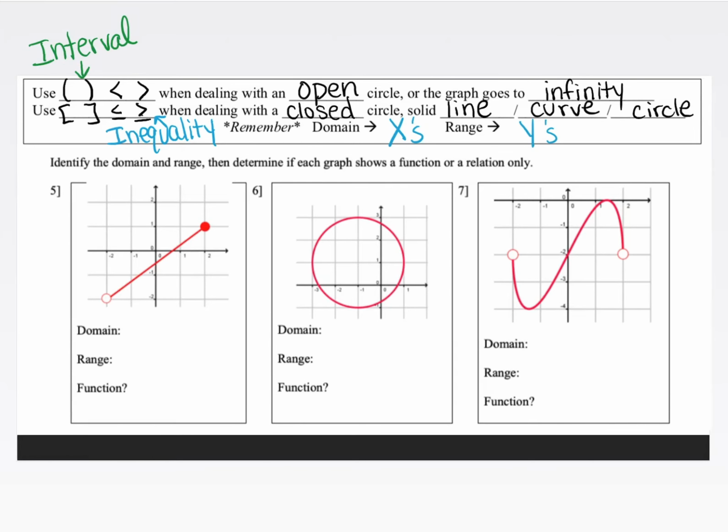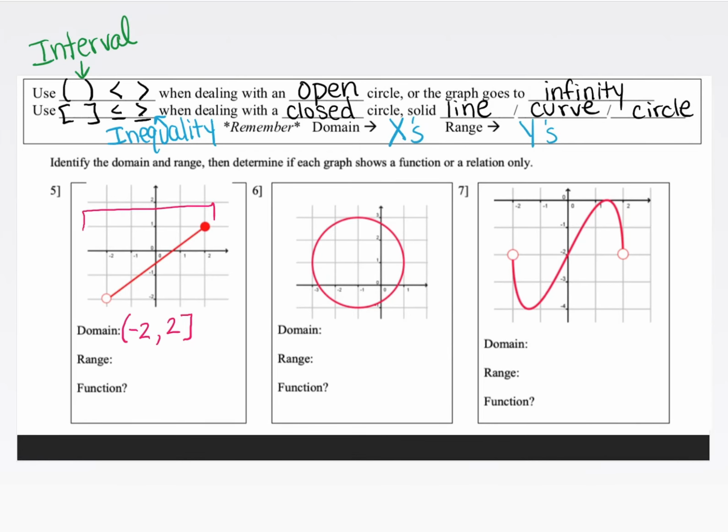So for our first few examples, we're going to identify the domain, range, and if it's a function or not in both inequality notation as well as interval notation. In our first example here, we have the domain. Now we want to look at our x's. So horizontally, how far does our graph go? On the left-hand side, the smallest point is -2. And on the right-hand side, the largest point is +2. Now, because we have an open circle at -2, we're going to have a parentheses and a bracket at the +2 because it's a closed circle.